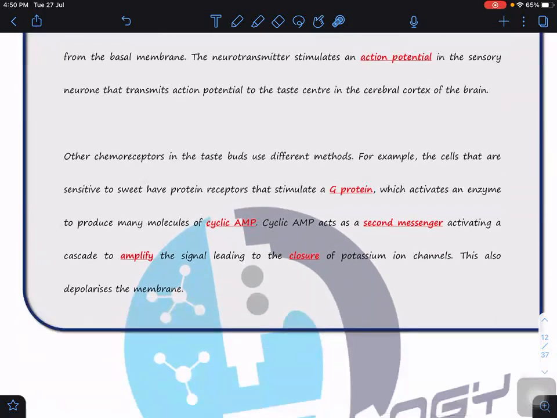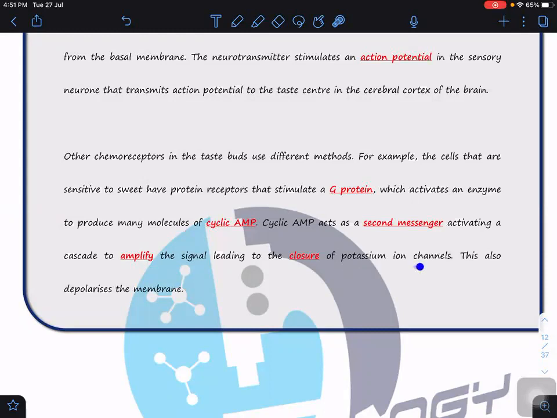Other chemoreceptors in the taste buds use different methods. For example, we detect sweetness by stimulating G proteins. Now we know about the G protein. The G proteins activate the enzyme adenylyl cyclase to produce cyclic AMP. Cyclic AMP acts as a second messenger, activating a cascade to amplify the signal, leading to the closure of the potassium ion channel, and hence depolarizing the membrane. When the membrane is depolarized, we're going to generate the action potential.